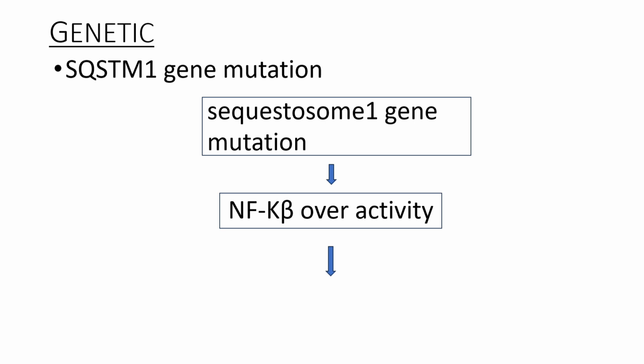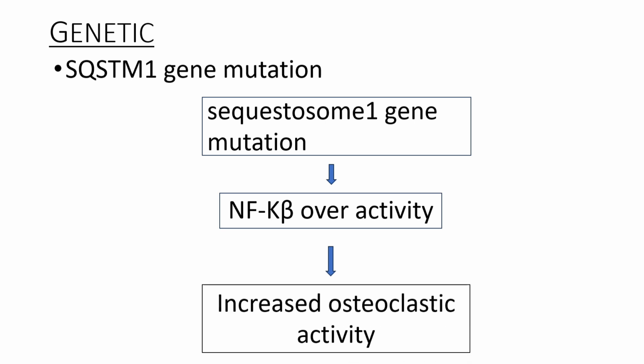This NF-kappa B has various functions. One of its functions is the development and differentiation of various cells. One among those cells are the osteoclasts. Due to NF-kappa B overactivity, there will be an increase in osteoclastic activity, which causes increased bone resorption.